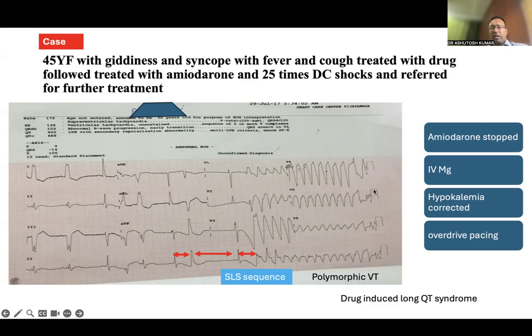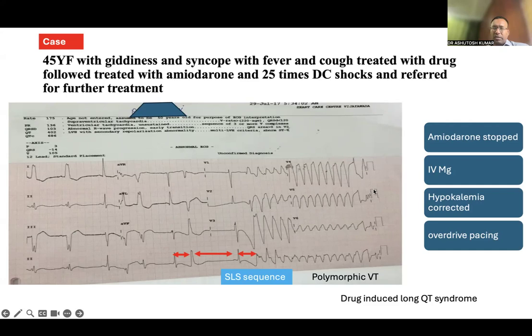But she is a female. We have not done the genetic study, but genetic insight will certainly tell whether it is drug-induced or a congenital, very borderline or concealed long QT syndrome. But the therapy is that we must not give amiodarone.